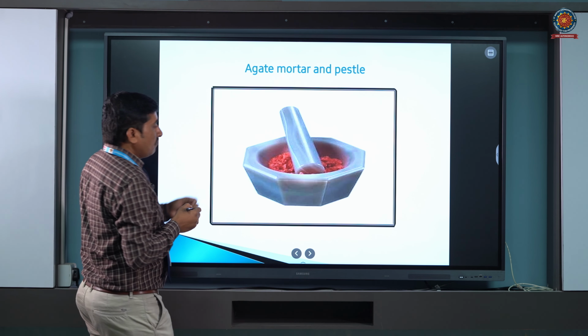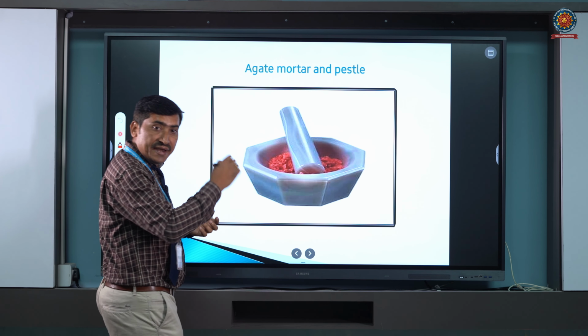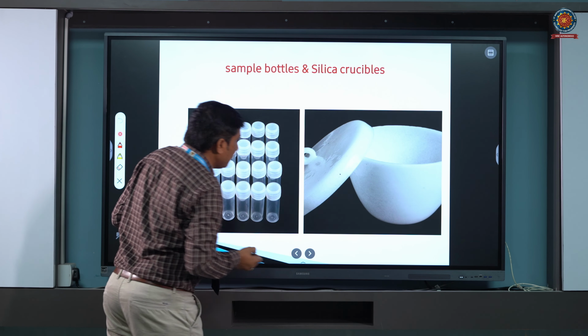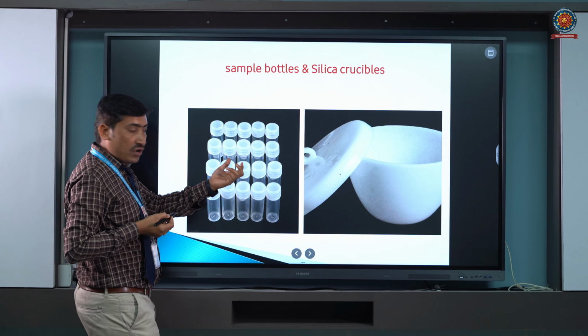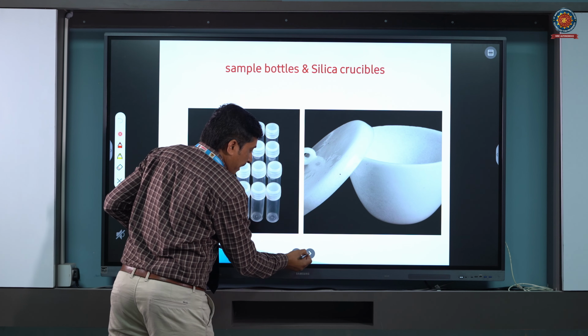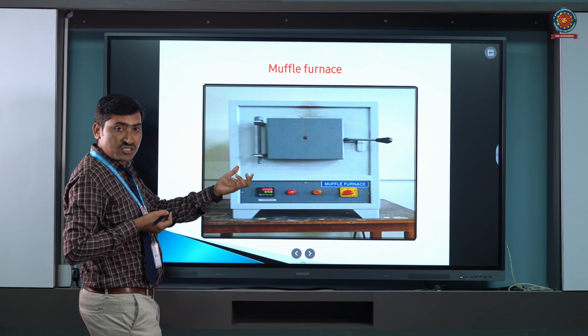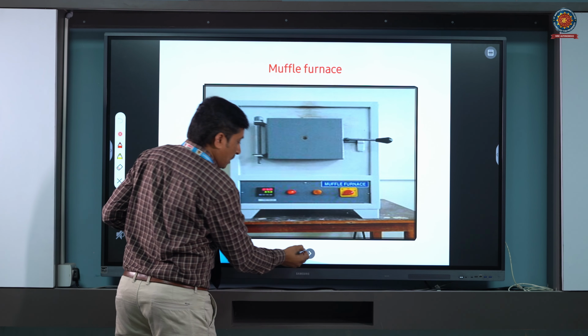Next, see the agate mortar. The purpose is grinding our sample. This is our sample bottles and crucibles to collect our samples. Next, this is the muffle furnace, used for calcination of our sample.